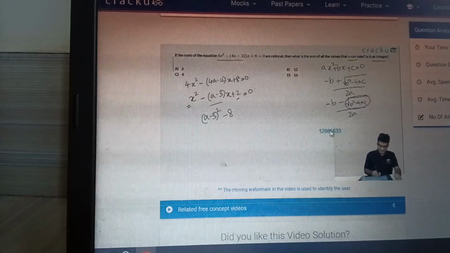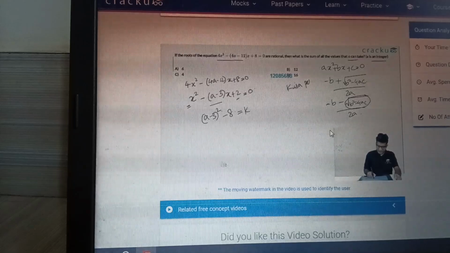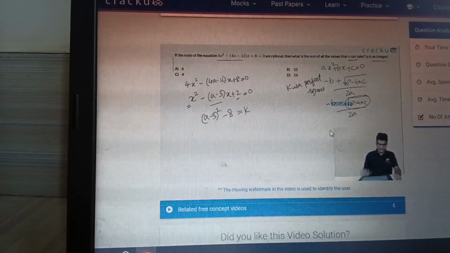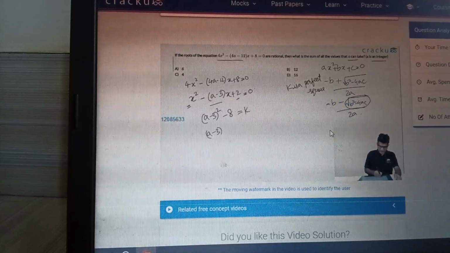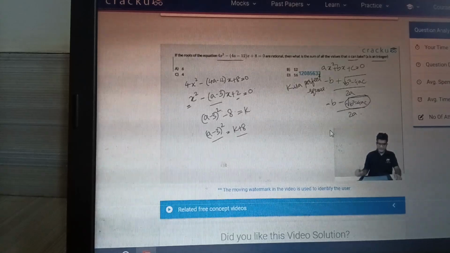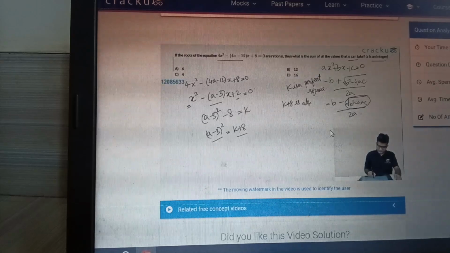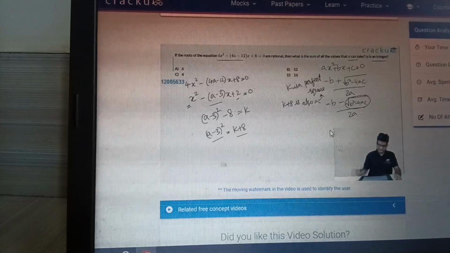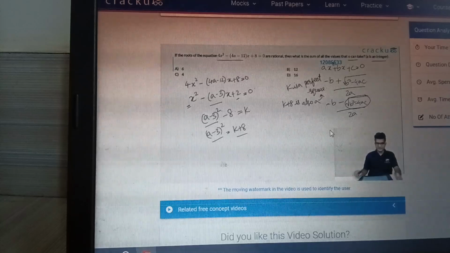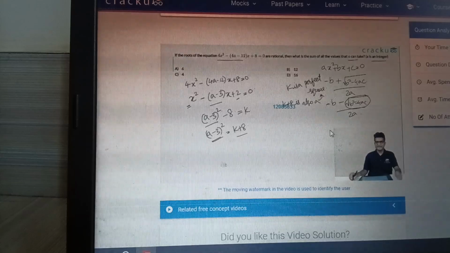Let us assume that this is a perfect square of the form k, where k is a perfect square. Then (a − 3)² = k + 8. Note that k + 8 is equal to (a − 3)², so k + 8 is also a perfect square. Because a is an integer, (a − 3)² − 8 will also be an integer, and (a − 3)² will also be an integer. So you have two perfect squares which differ by exactly 8.